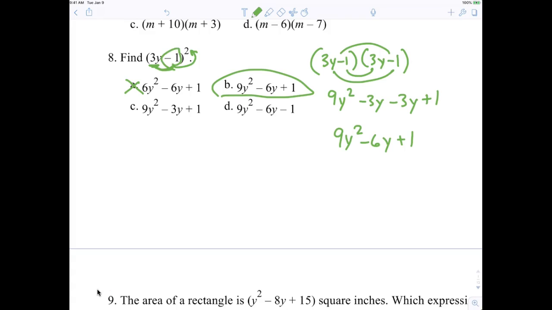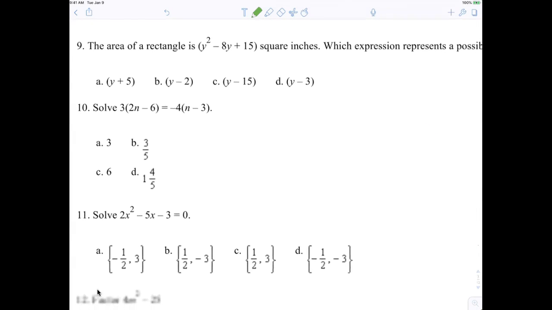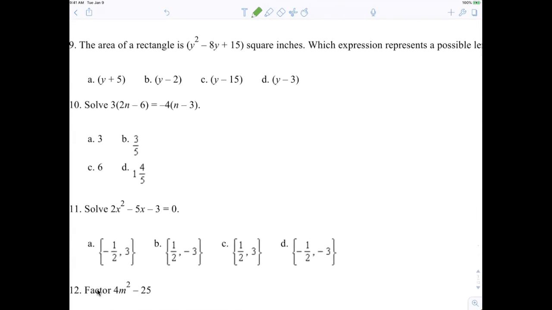All right, so here we go. Let's check out number 9. Now it says the area of a rectangle is y squared minus 8y plus 15. So the area is always what? Length times width. So basically they just wanted to see if you understood that you could do what? Factor that, all right, and see what the possibilities are. All right, and the only way to factor that would be to say what?